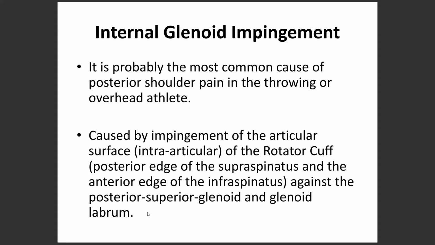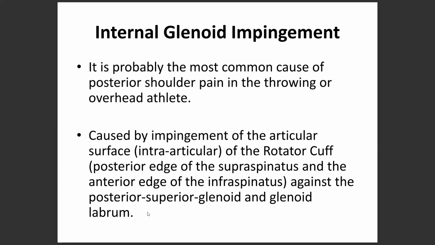Internal glenoid impingement is another type, and most probably this is the most common cause of posterior shoulder pain in the throwing athlete. In subacromial impingement syndrome, mostly the pain is in the anterior side, but if the pain is in the posterior side, then the most common cause behind that in the throwing athlete is internal glenoid impingement.